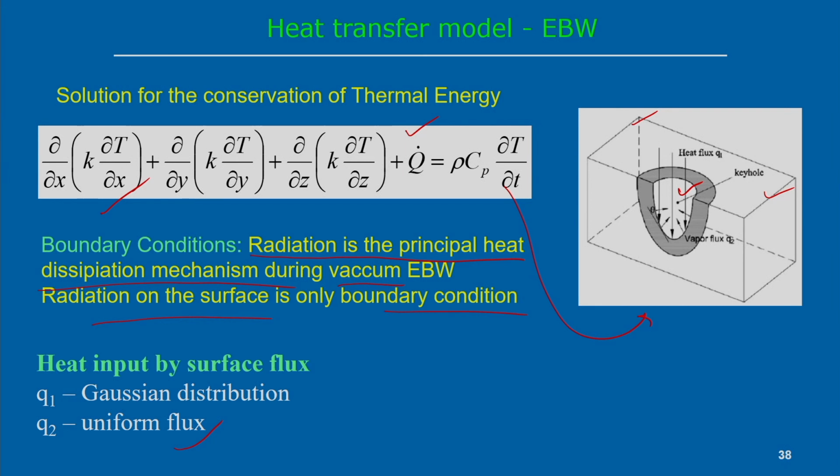Now, this part will be the keyhole and the remaining part will be the molten zone. There we can assume some sort of Gaussian distribution of the heat flux, and this can also be assumed as a volumetric heat flux, but this volumetric heat flux is applicable only in the molten zone. This way the heat input can be divided into two parts, one is the Gaussian distribution and one is the uniform flux. So, this is the heat input to the domain. Along with the boundary condition and heat input, if we solve the governing equation, then we will be able to find the temperature distribution in this electron beam welding process.